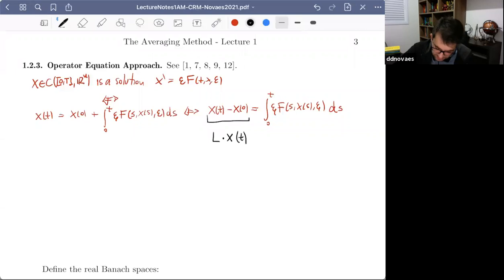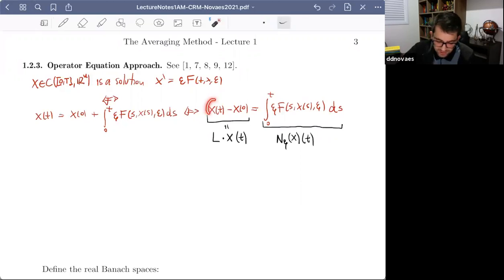And in the right-hand side of this relationship, we have N epsilon. Let's define this nonlinear operator, N epsilon of x evaluated at t. Okay, so L applied to a function x is another function given by x of t minus x of 0. This is another function, a new function.